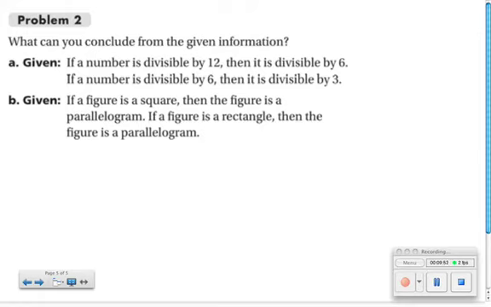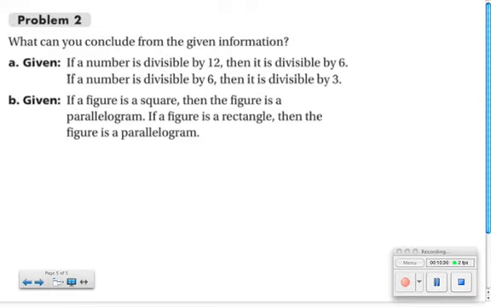My first question again is, can I draw a conclusion? If a number is divisible by 12, then it is divisible by 6. If a number is divisible by 6, then it is divisible by 3. Can I draw a logical conclusion from that? Would it be if the number 12 is divisible by 3? Be careful. While I get that what you're saying makes sense, please understand that when we are using the law of syllogism, I have two if-then statements. My conclusion must be an if-then statement.